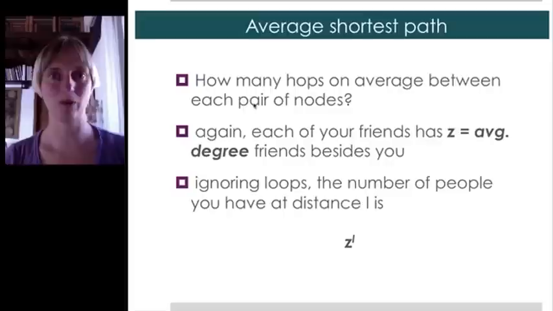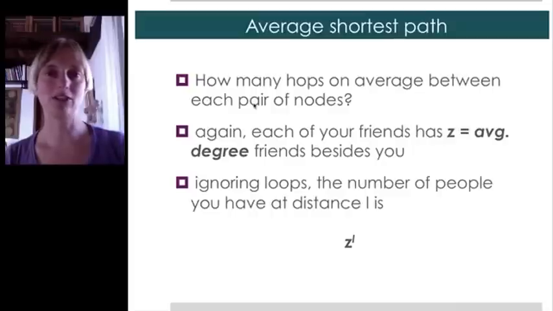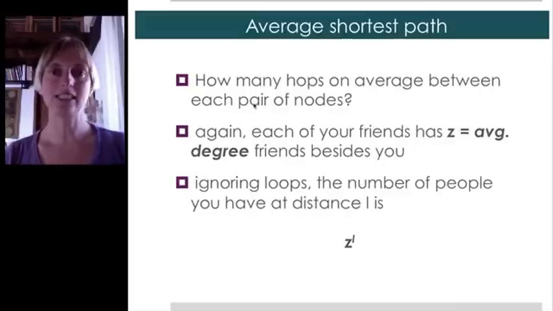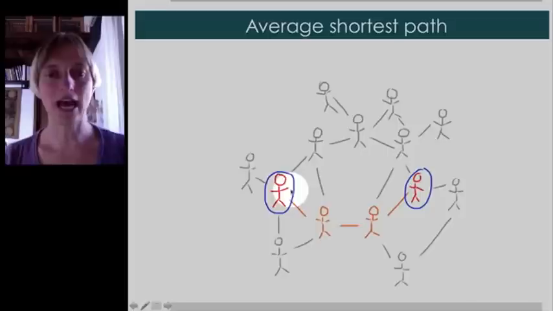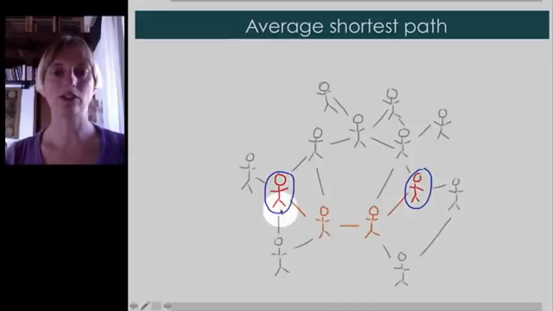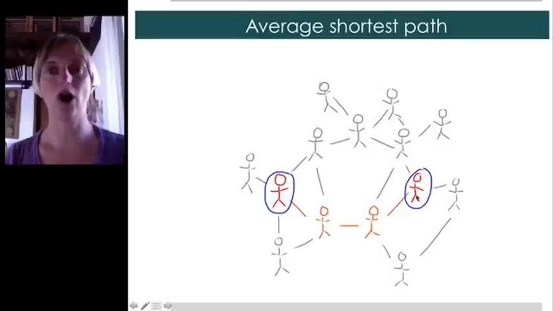The next thing that we can figure out about our Erdős-Rényi random graph is the average shortest path. And this is just how many hops on average does it take between any pair of nodes. So here I've circled 2 nodes in blue, and this is their average shortest path. It takes 3 hops, 1, 2, 3. And we would do this for all pairs of nodes.